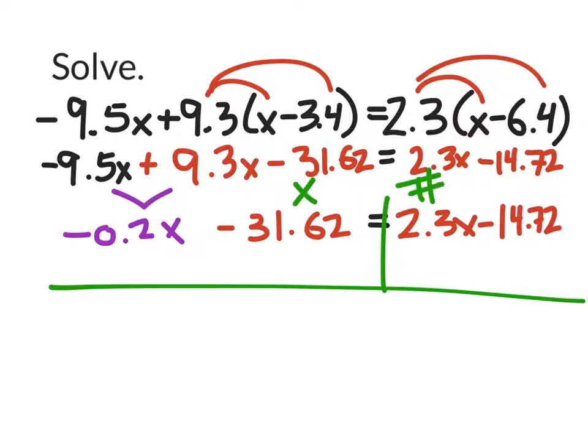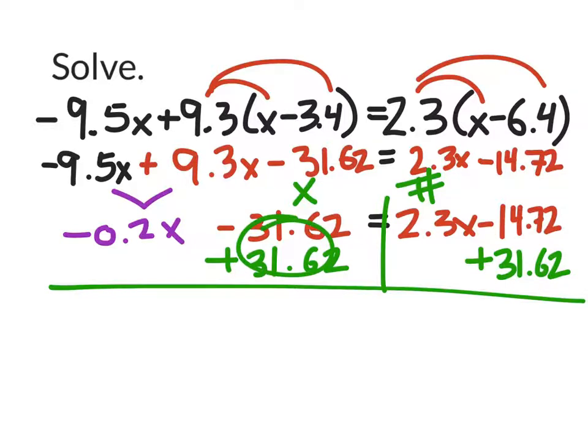That's generally what most students do. So that negative 0.2x in purple is going to stay on that side, but that negative 31.62 I need to zero out because it's on the wrong side of the equal sign. But the principle of equality says if I do it to one side, I must do it to the other side. So add 31.62 on that side as well. So that's going to zero that out. I got negative 14.72 plus 31.62. I think I typed that in right. That's positive 16.9.